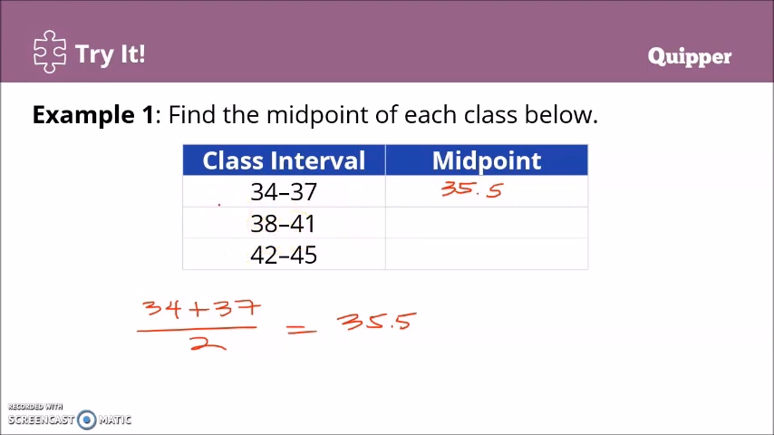Next, we have 38 to 41. So that's 38 plus 41 divided by 2. 38 plus 41 equals, yung muna if you're using your calculator, ha? And then divided by 2, 39.5. Okay, parang ganito lang ginagawa natin. So, next, we have 42 to 45. So, ang gagawin natin, 42 plus 45 equals 87. Divided by 2, that's 43.5. Okay, so this is now our midpoint or x natin.